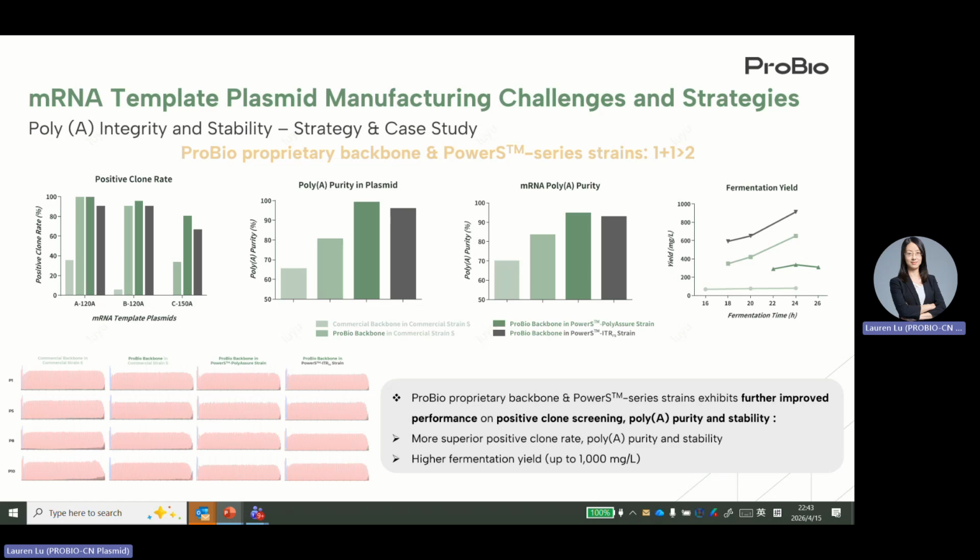The sequencing data also confirm strong poly-A stability during E. coli passage, while fermentation performance is substantially improved, with yield reaching up to 1,000 milligram per liter. It's quite an impressive yield. So together, this combination provides a more robust and scalable solution for high quality mRNA template plasmid manufacturing.